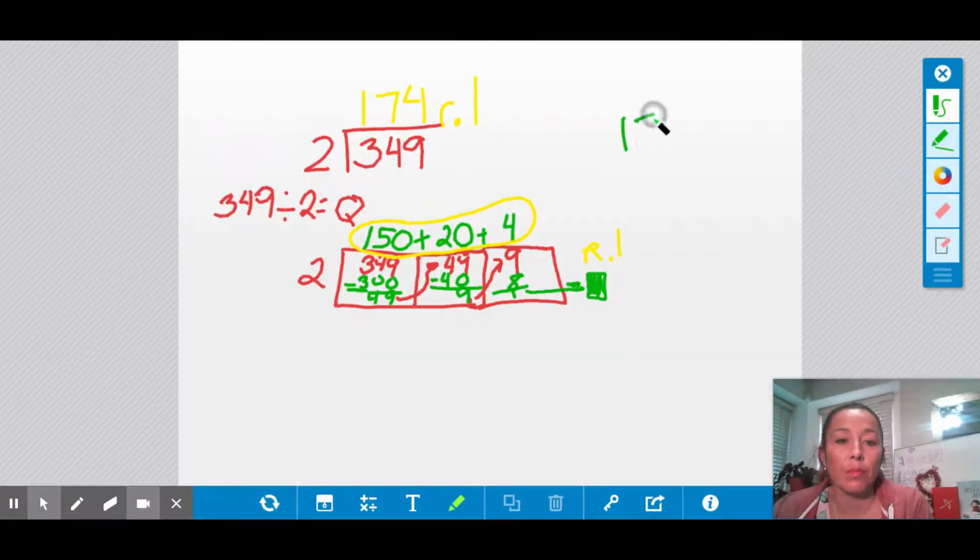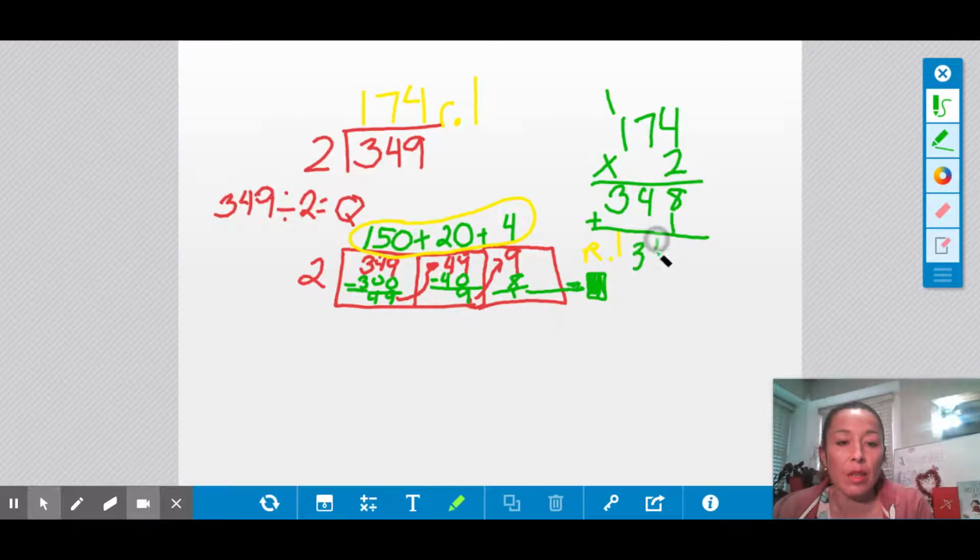So I'm going to take my quotient and multiply it by my divisor, 174 times 2. You get an 8 right there. 2 times 7 is 14. Regroup the 1. 2 times 1 is 2. 1 more is 3. Oh, I can tell I'm right. And then I'm going to remember to add that remainder at the end. I have that 1 extra one. I got 349, which means I'm correct.